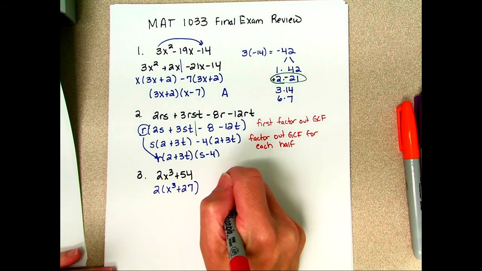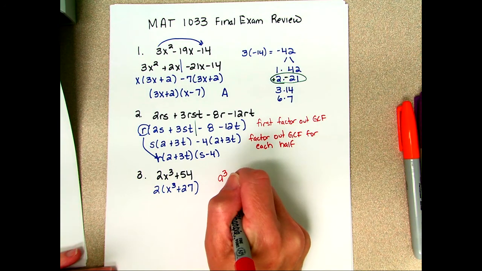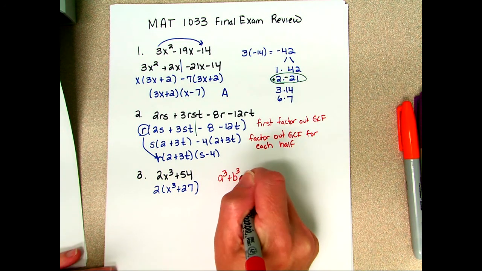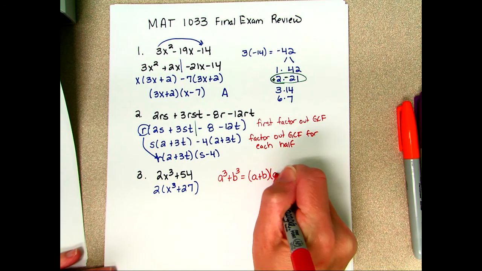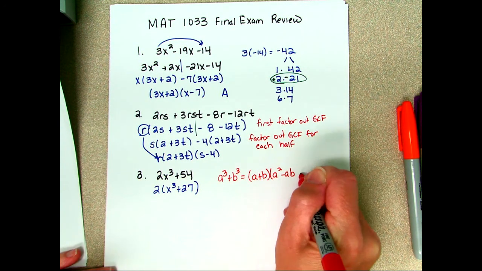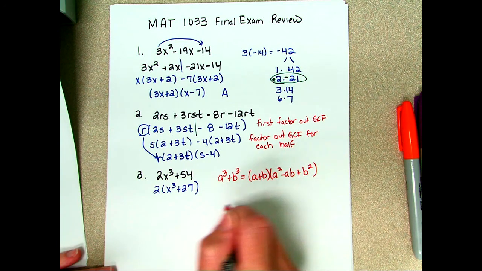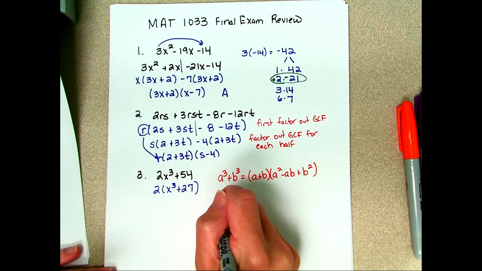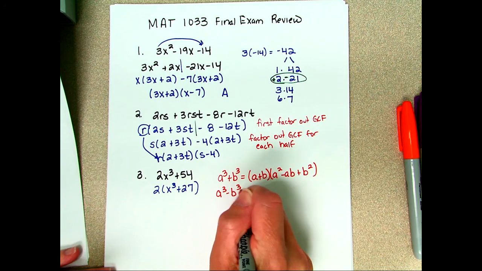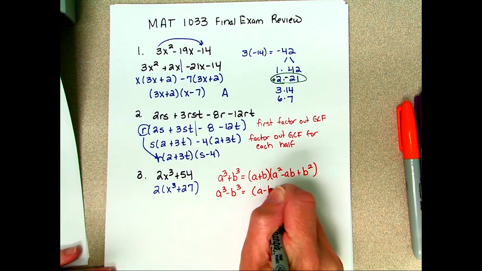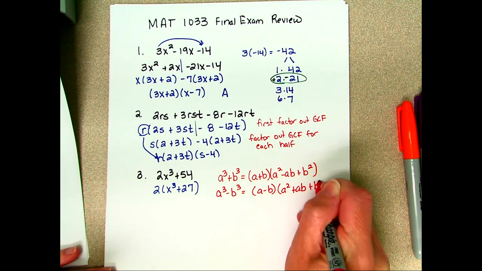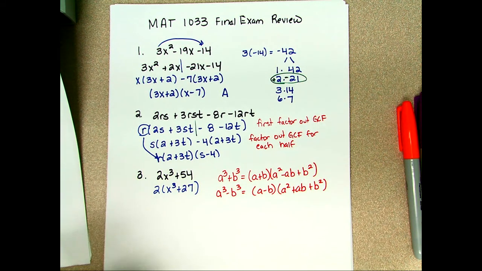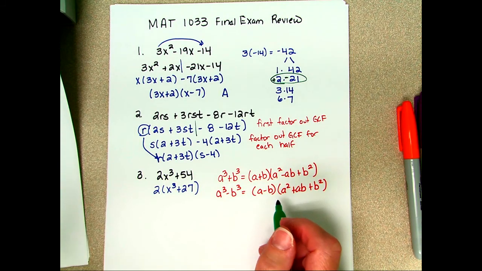To factor a sum of cubes, recall a cubed plus b cubed is a plus b, a squared minus ab plus b squared. And also remember a cubed minus b cubed is a minus b, a squared plus ab plus b squared. They're factored very similarly, it's just the signs that differ.